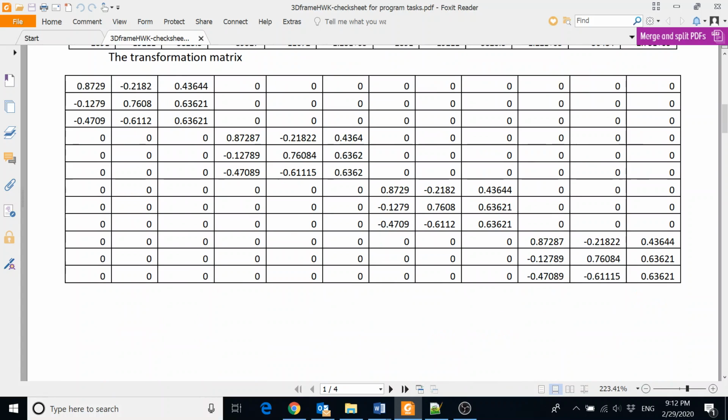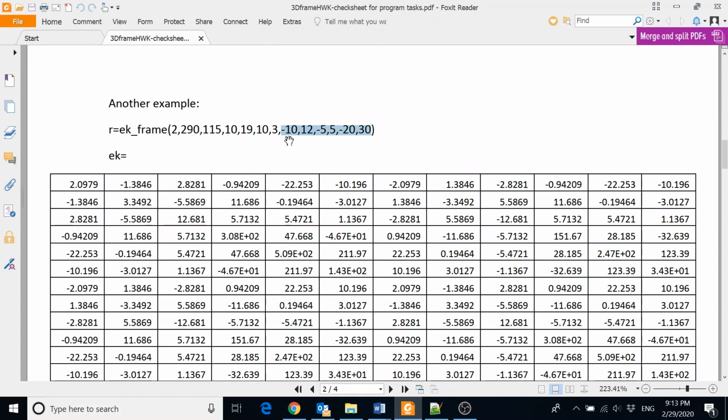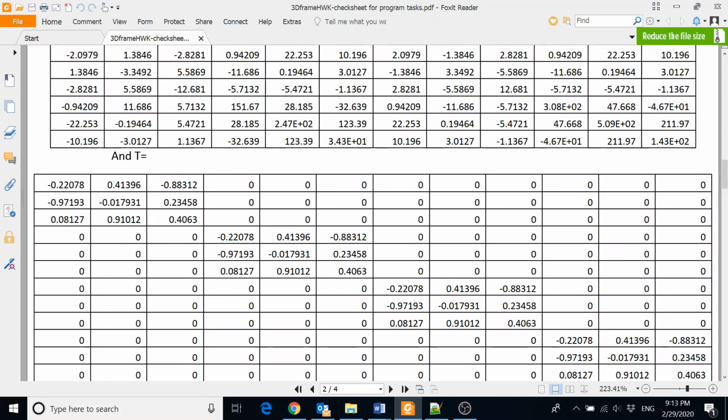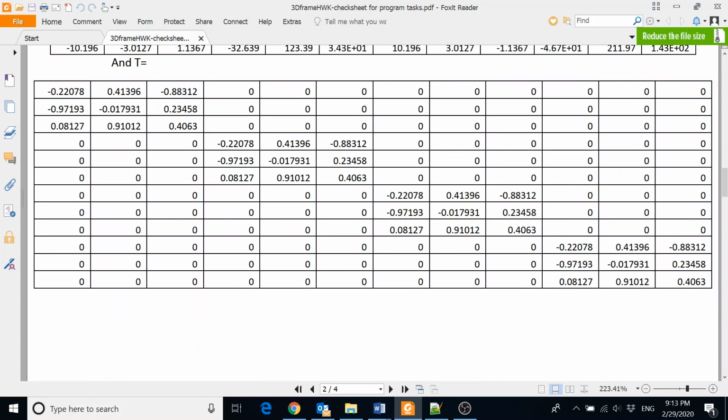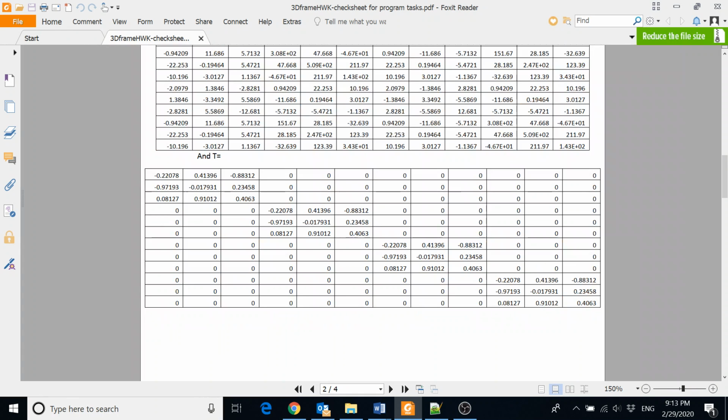If everything looks good, then I have another one, kind of another example. You get this and you get this R, and you will see if it works or not.